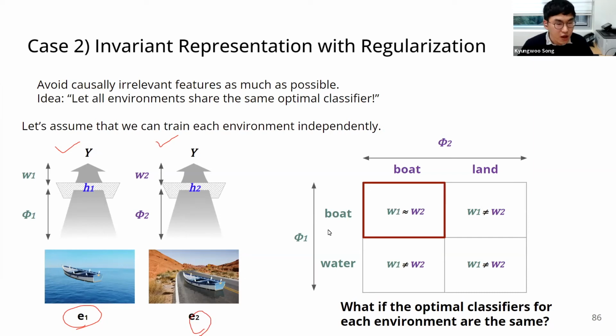There are 2x2 cases, depending on whether the first or the second feature extractor learns boat or water. The ideal case is that both feature extractors attend to the boat object, not the background. In that case, the optimal classifiers W1 and W2 are the same because they need to classify the boat object as the boat. The natural question is, what if the optimal classifiers for each environment are the same?